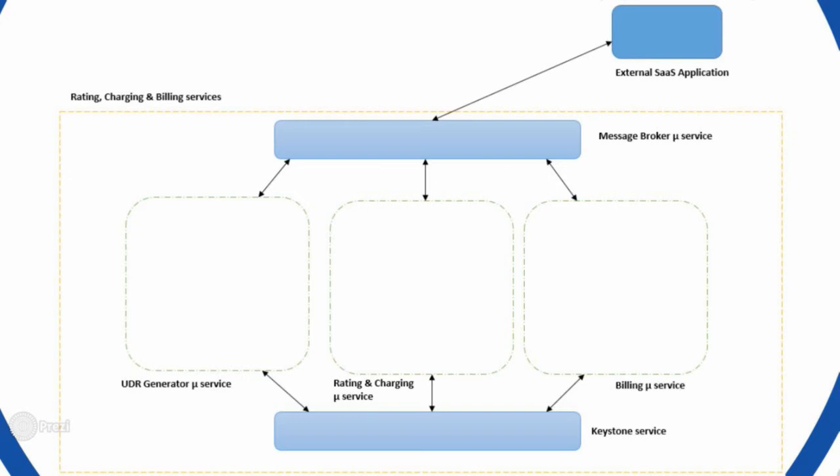So what you see over here is an overall diagram. It consists of 3 microservices: the UDR generator microservice. UDR is user data records.